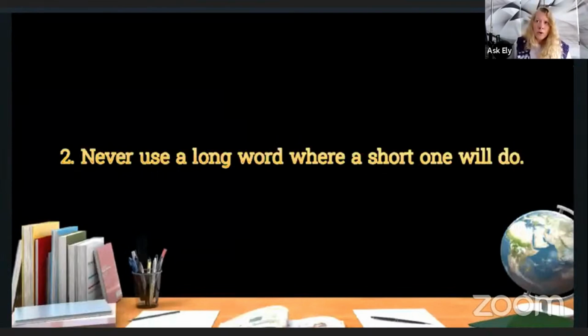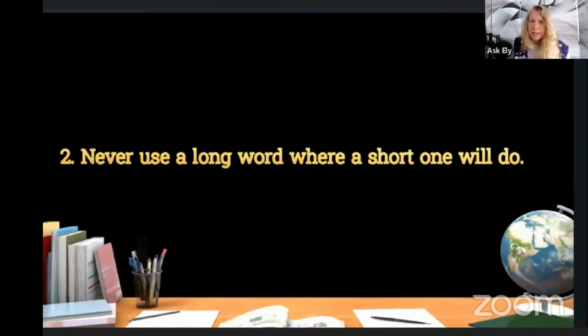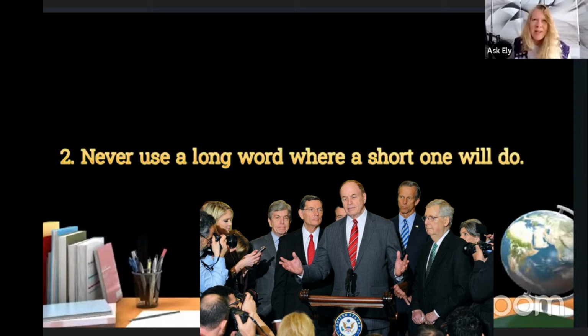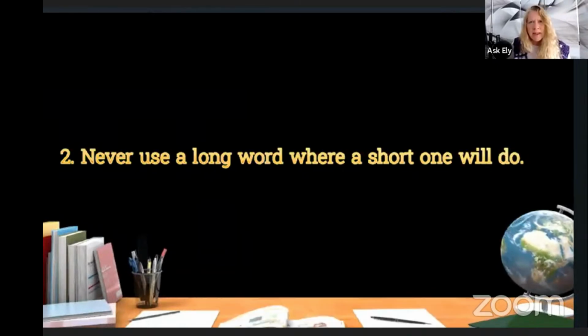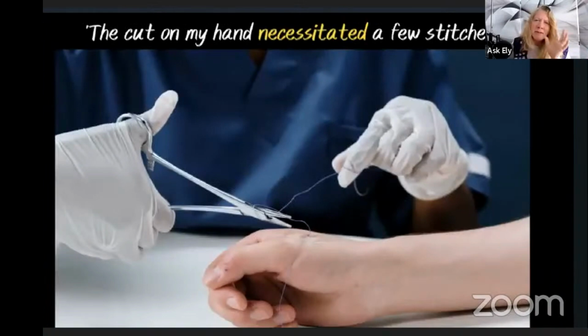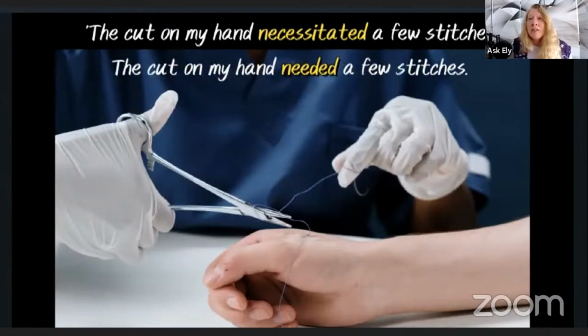Never use a long word where a short one will do. This one is simple enough. People, in particular politicians, use long and confusing words. And, well, there's often a perfectly acceptable short word that can be used. So let's look at this sentence. The cut on my hand necessitated a few stitches. We don't need to use the word necessitated. We can simply say the cut on my hand needed a few stitches, right? So we don't need to write necessitated here.